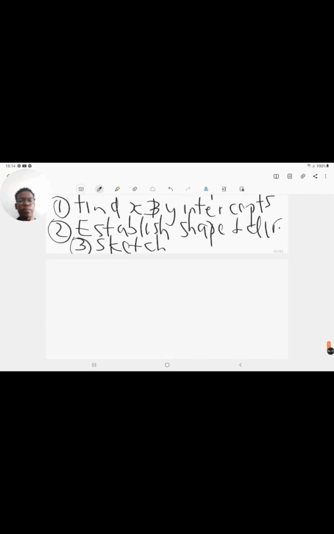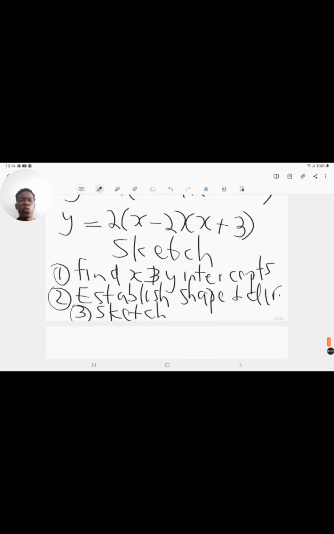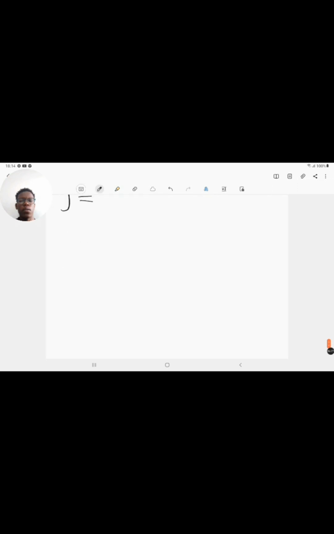So let's go back to our example. Now our example is y is equal to, what is our example again? Our example is 2, x minus 2, x plus 3.